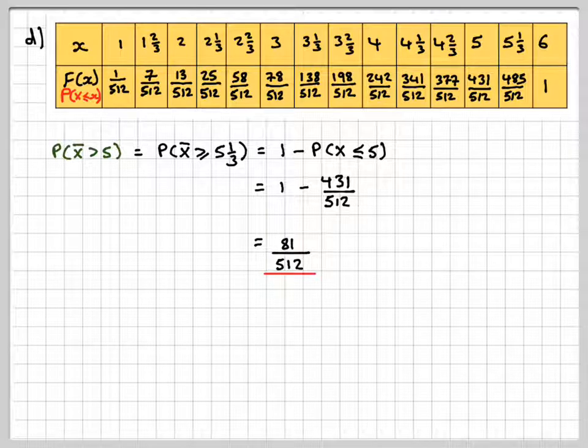This has been a video to show you how to find the sampling distribution and the cumulative distribution function from three spins of a particular spinner. I hope you've understood the video, and I thank you for watching.